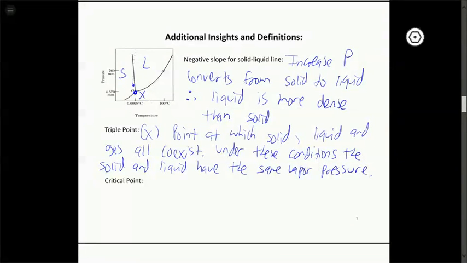All right, and then finally there's one other point in the diagram called the critical point. As you'll notice, our liquid gas line just ends. There's just an end to it. That's what we call the end of that line. It's called the critical point, which I'll label with a Y. And that's the point at which the vapor can no longer be liquefied, or vice versa.